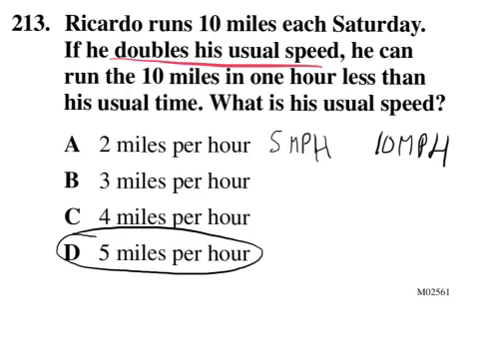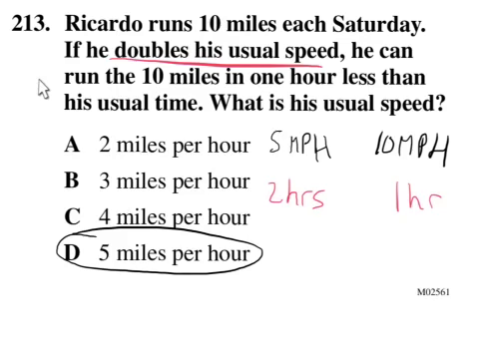So how long would he take at 5 miles per hour to run 10 miles? Wouldn't that be 2 hours? If you're running 10 miles per hour, how long would it take to run 10 miles? 1 hour. Okay. Now, the question is stating he can run 10 miles in 1 hour less than his usual time. Is that a difference of an hour? Yes. So that is the answer right here.